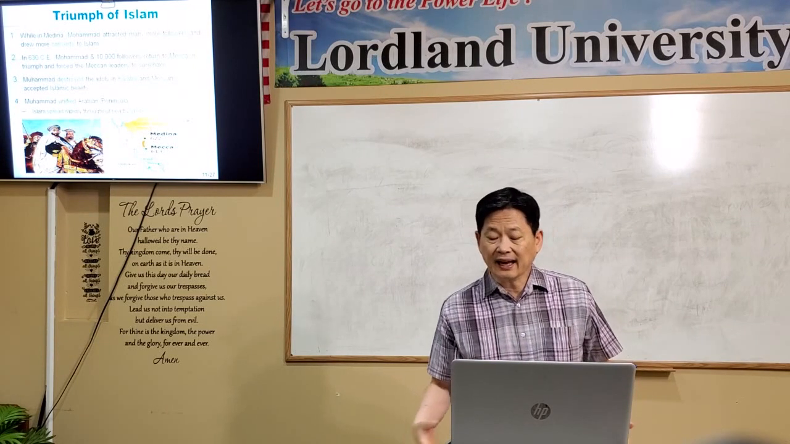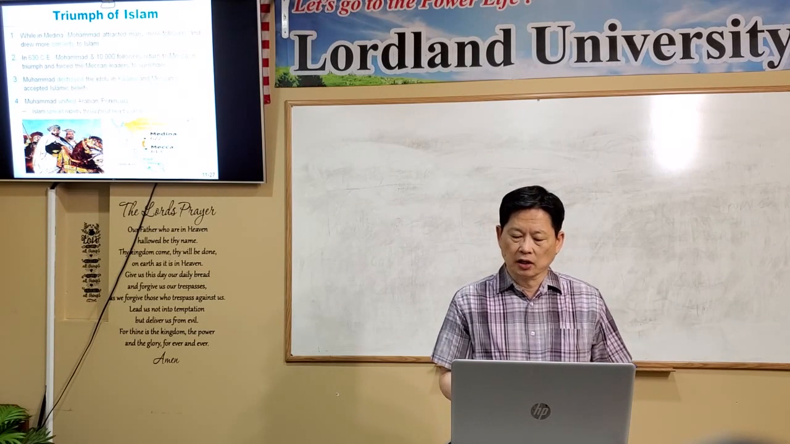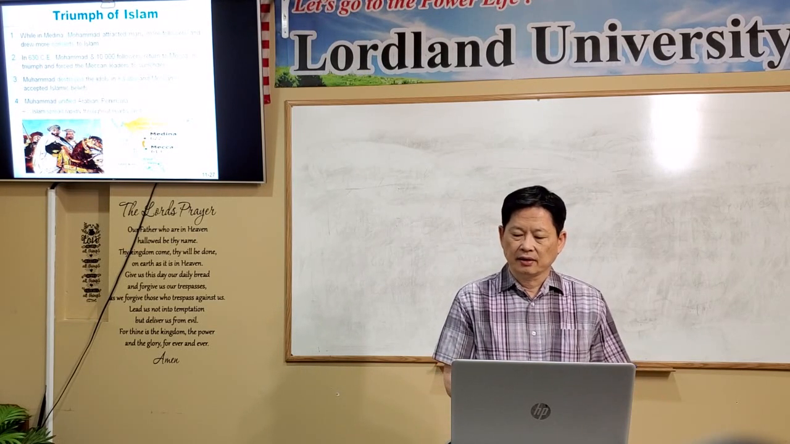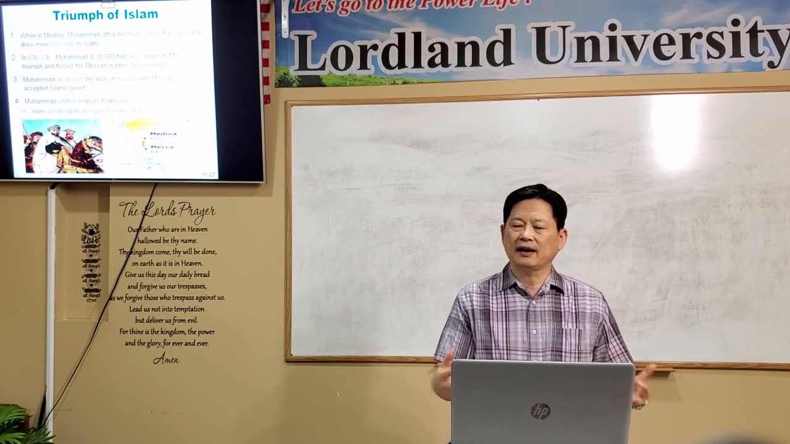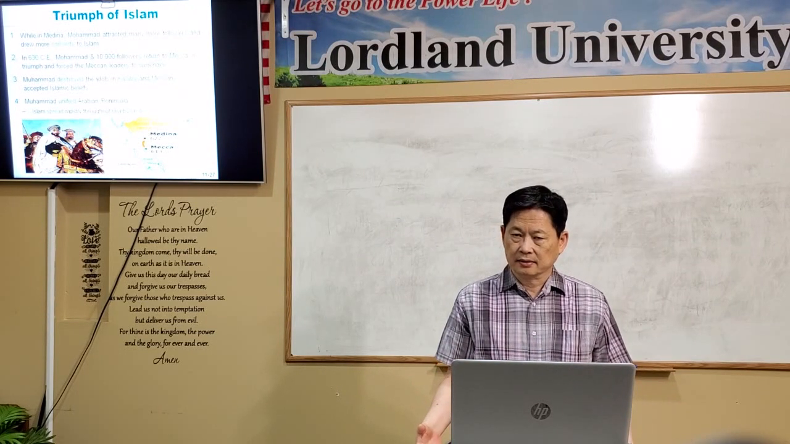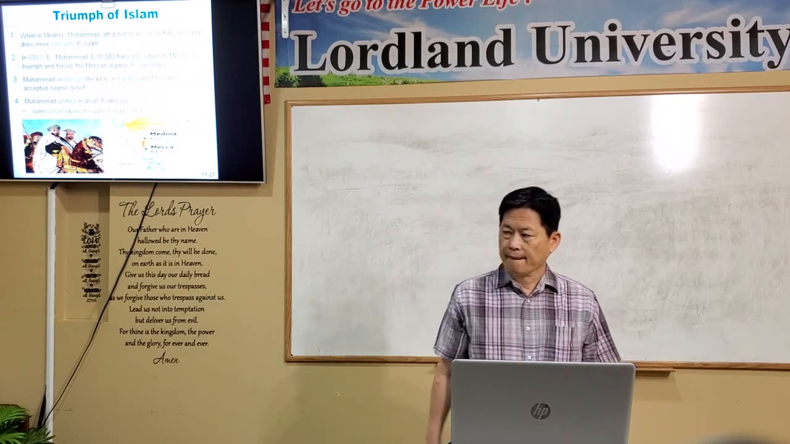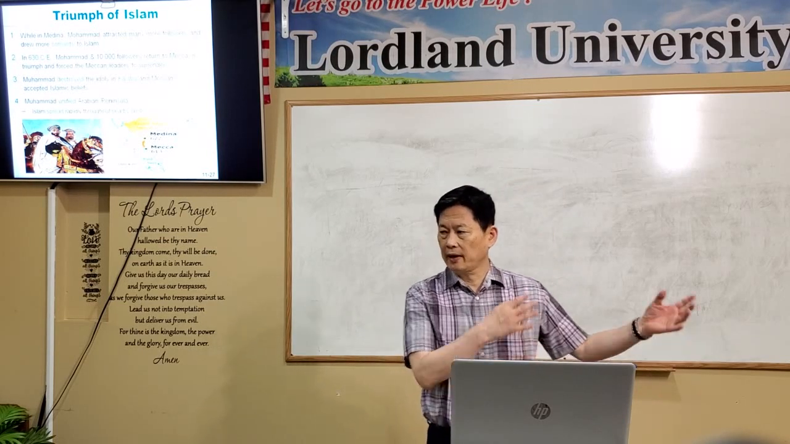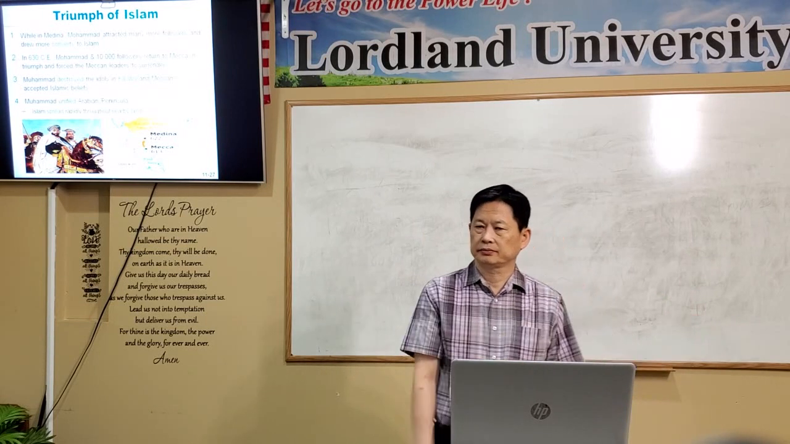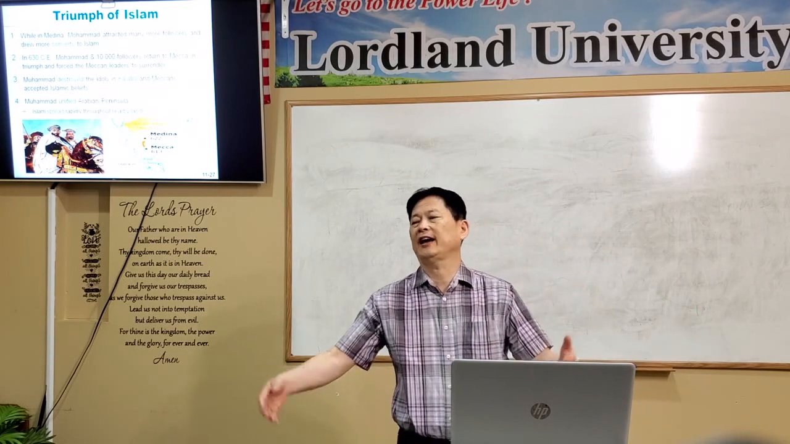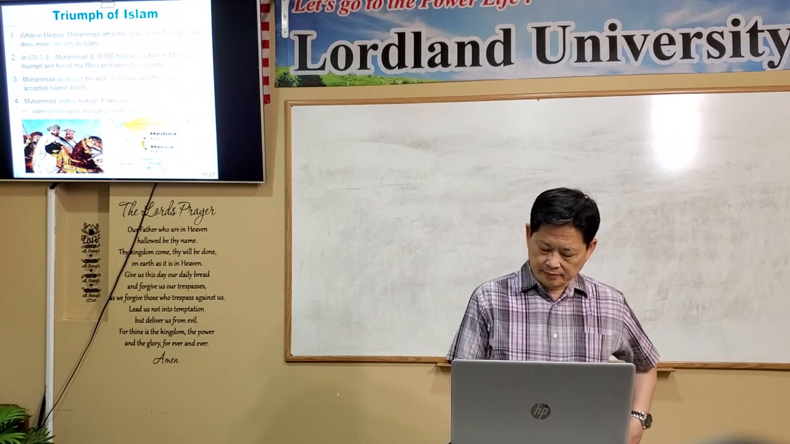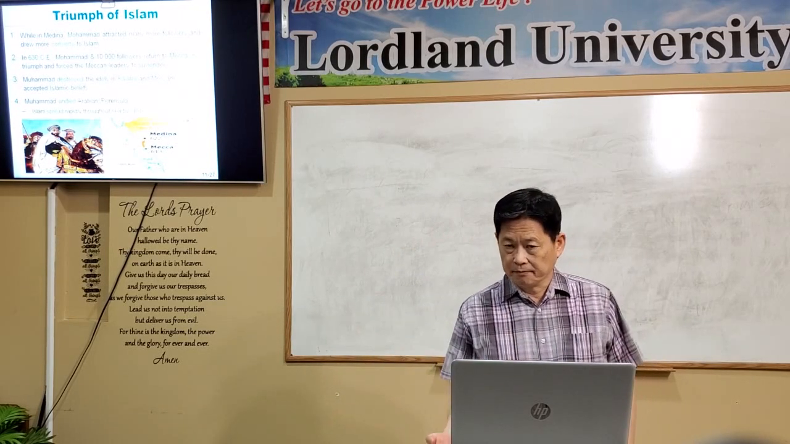After that, Islam spread rapidly throughout nearby lands, such as Britain, and Africa, and Spain, and Egypt, and the Eastern Roman Empire, step by step.